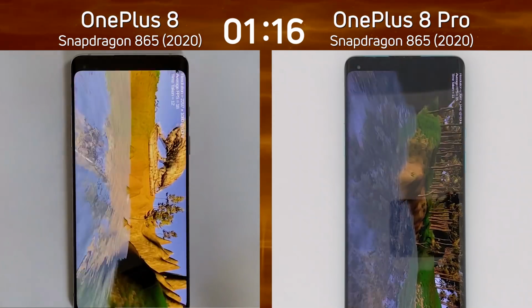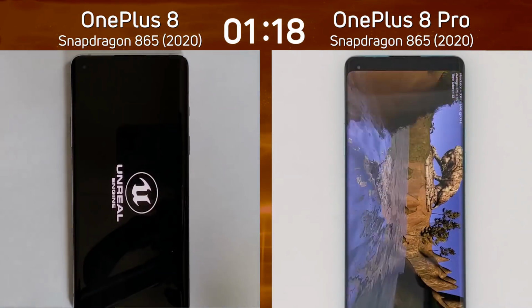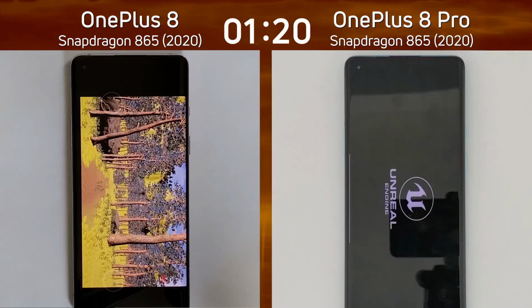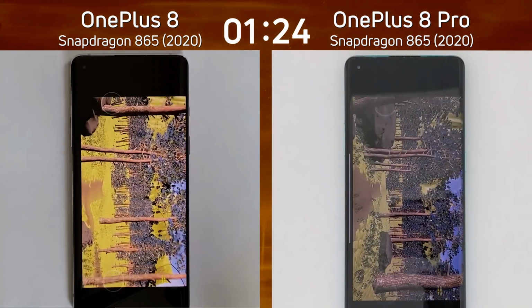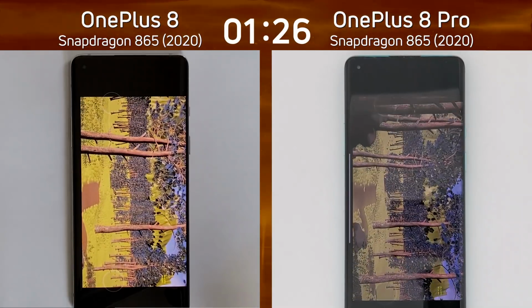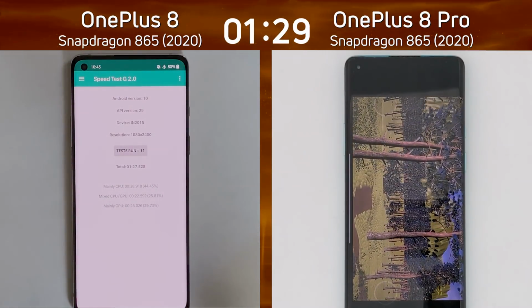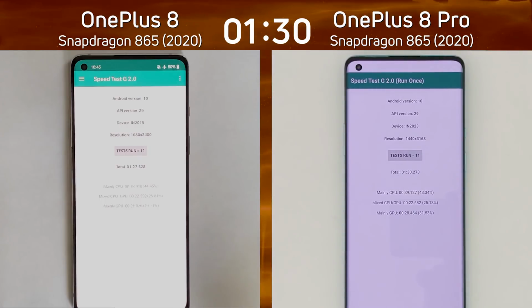It's down to the water. They're both down to the water. It's got to the end of the valley. Yes, it has. So the OnePlus 8 is going into the Unreal test first. It's already rendering. Now the OnePlus 8 Pro is rendering. So I think we're going to see a win by the normal OnePlus 8 running in full HD. There we go. 1 minute 27.5 and 1 minute 30.2.